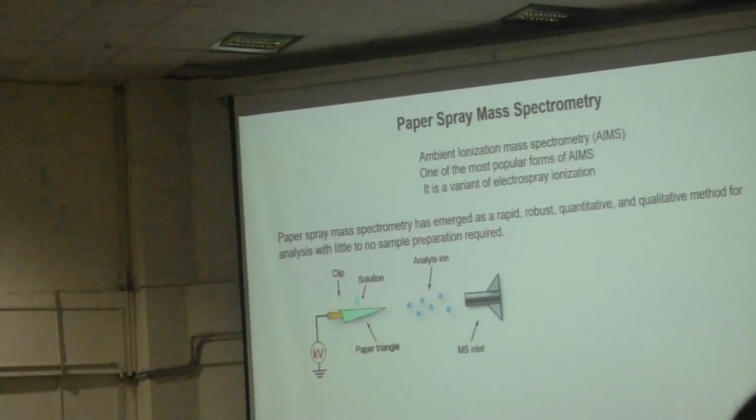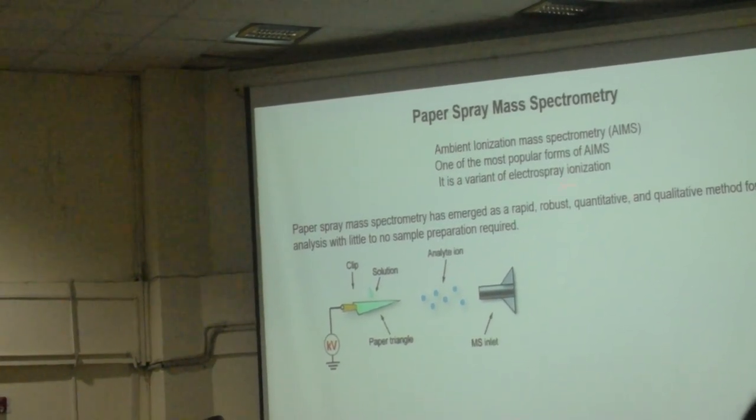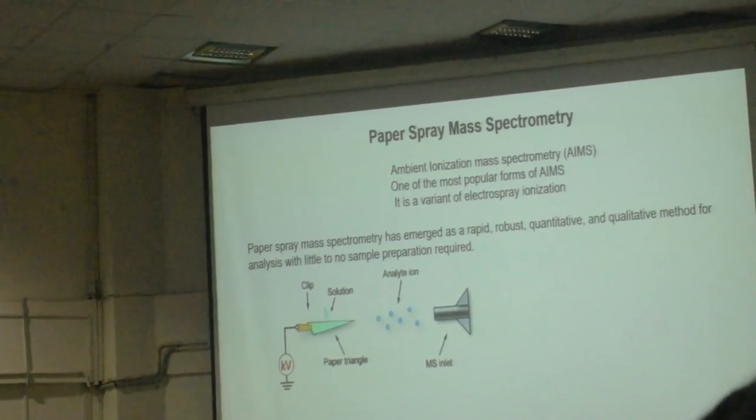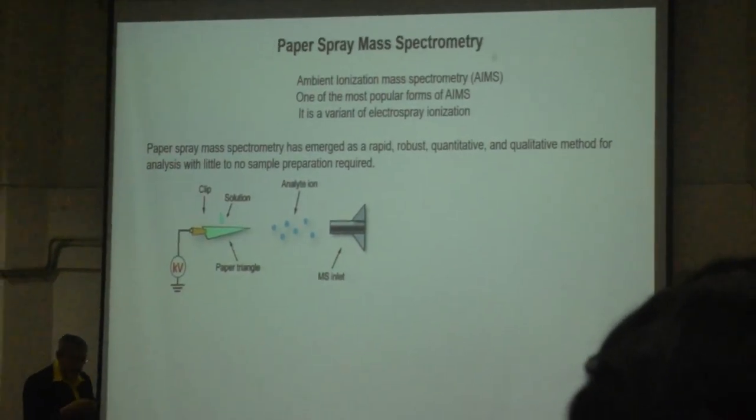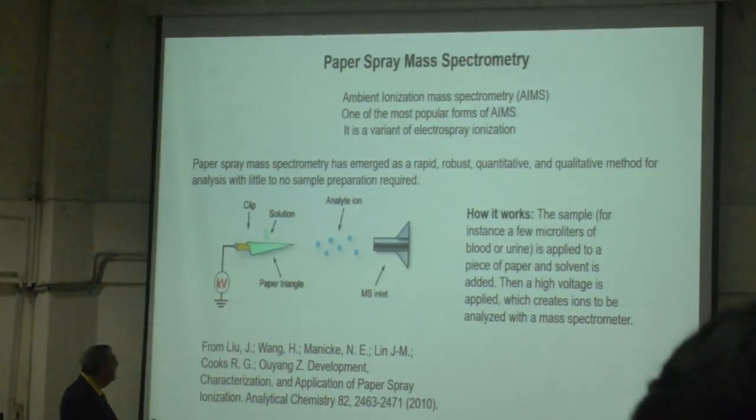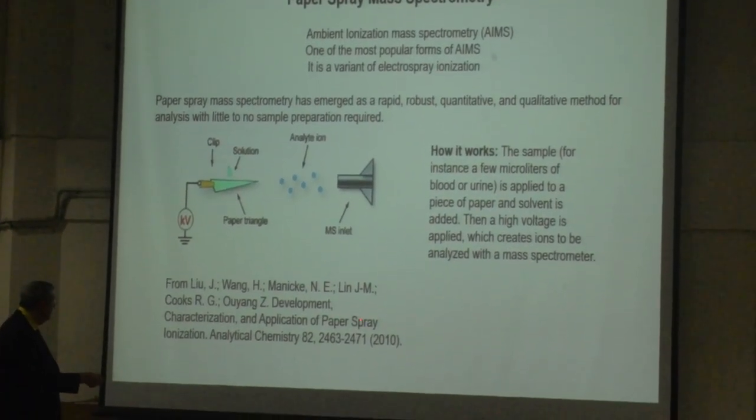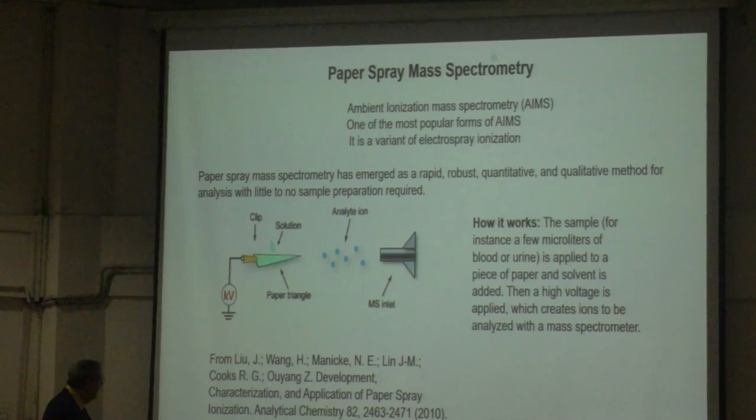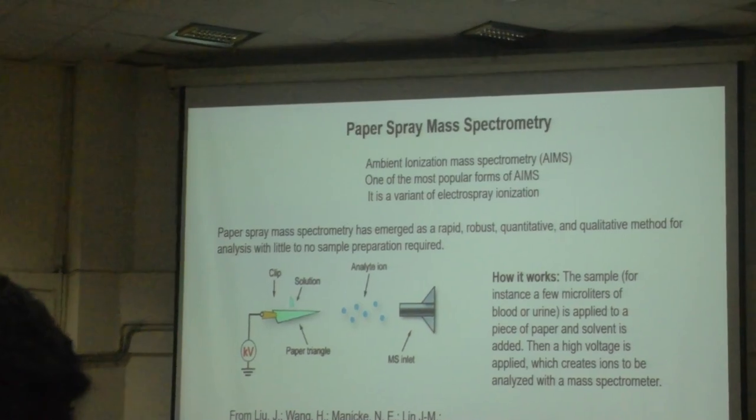Paper spray mass spectrometry has emerged as a rapid, robust, quantitative, and qualitative method for analysis with little to no sample preparation required. Notice this is in the air. Right? Then it goes into the vacuum. Very easy to do. Okay, so people started doing paper spray. And here are references to the first people who developed it at Purdue University, people like Ouyang and Cooks and so forth, from 2010.